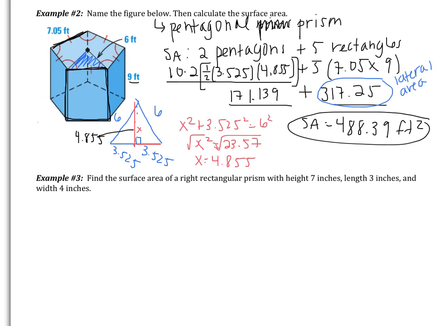Okay, so example 3 now I would like you to do on your own. It says find the surface area of a right rectangular prism with a height of 7 inches, a length of 3 inches, and a width of 4 inches. My suggestion to you would be to draw the figure first. Then, remember, in order to find surface area, you have to find the area of all the faces. Good luck!